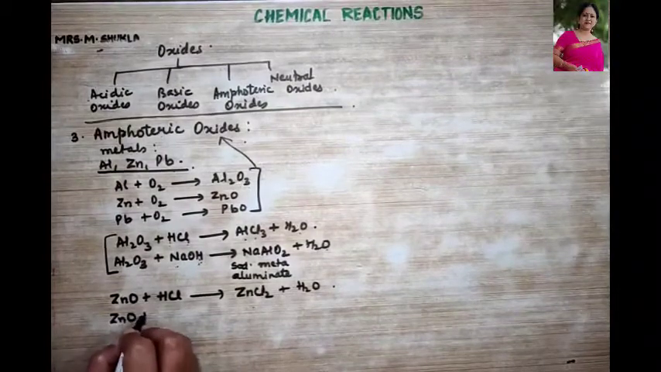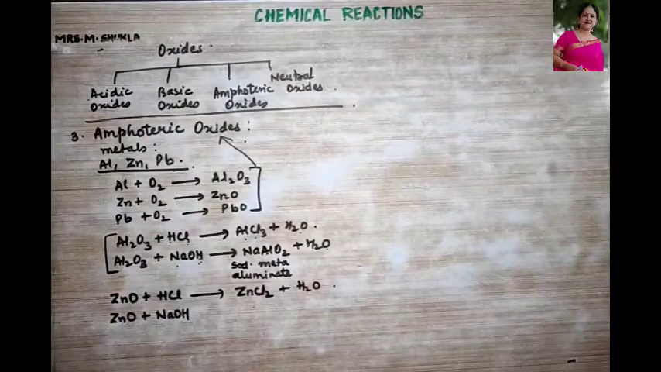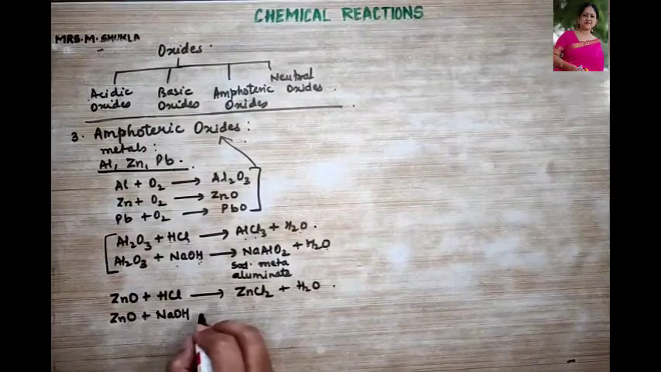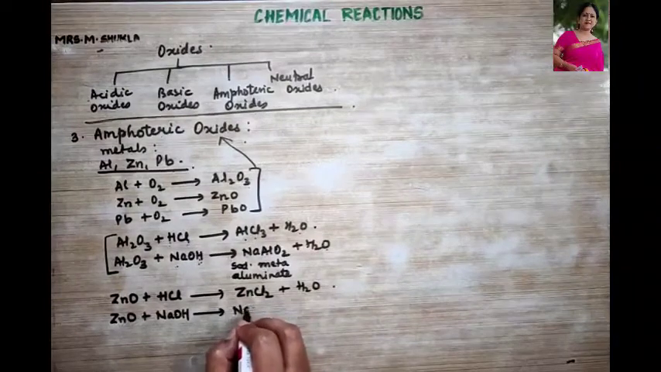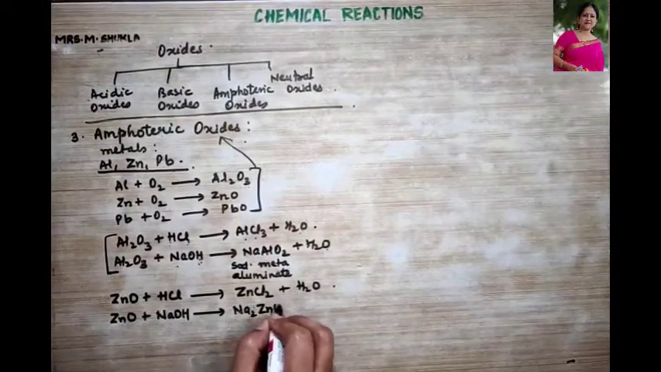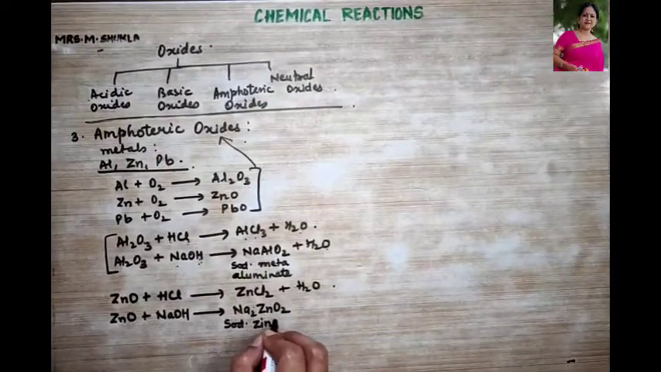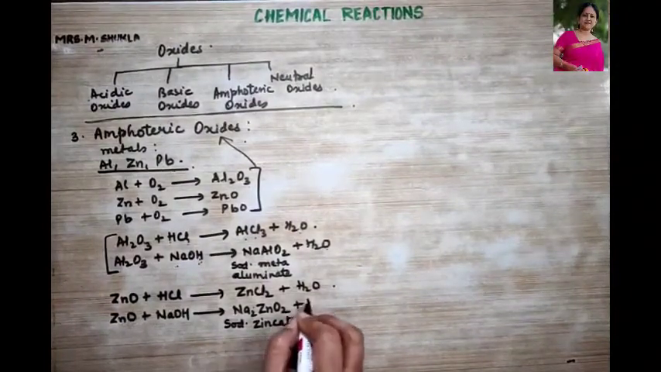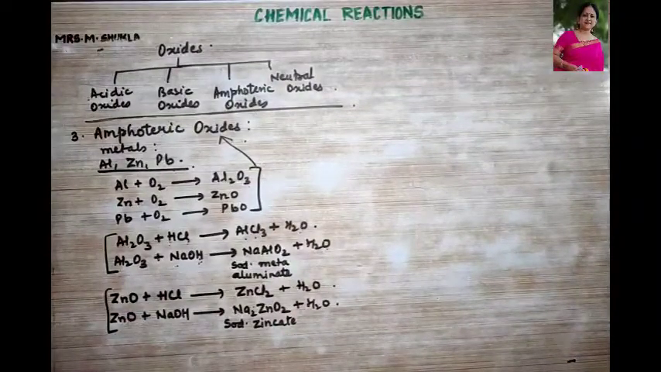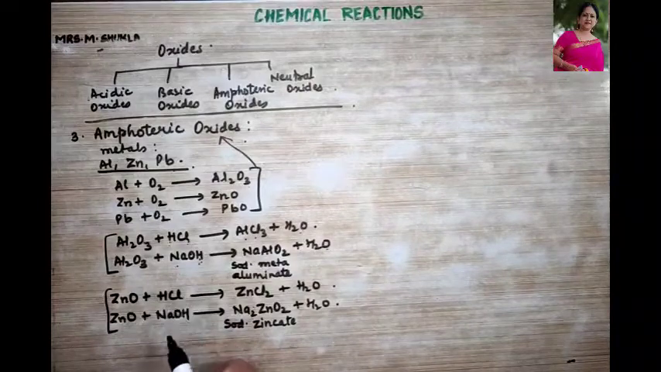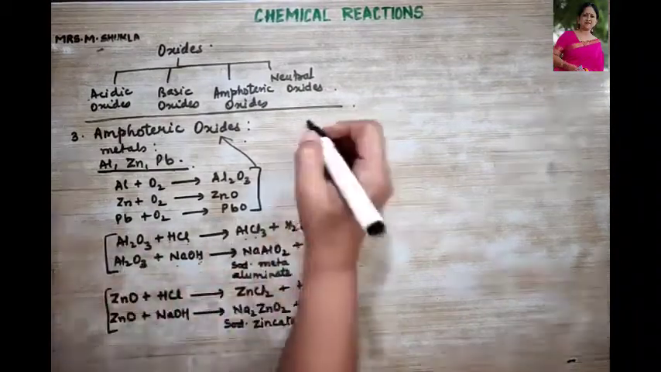Similarly, ZnO can also react with hot concentrated alkali, and it will form again a complex salt. What is that complex salt? Sodium zincate, and water will be formed. So over here you can see this is an amphoteric oxide which is reacting with both an acid and a base. Then another example with PbO.